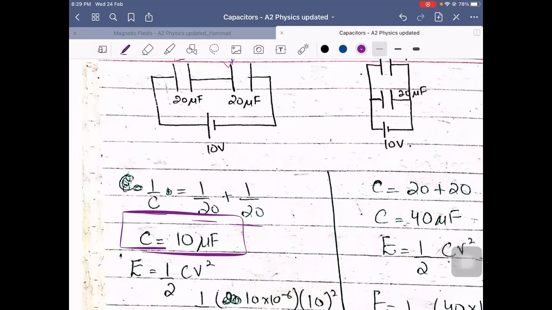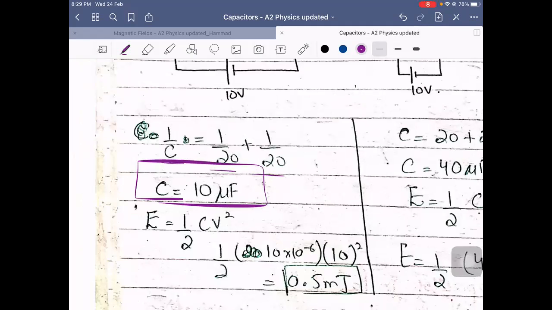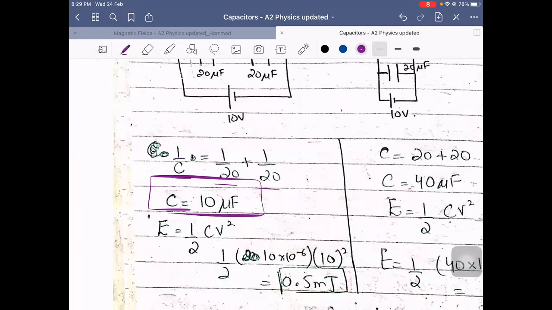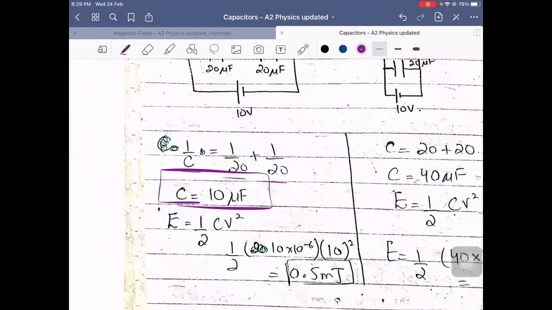E is equal to half CV squared. You have the capacitance, you convert it into farads by multiplying it by 10 to the power of minus 6. You have the voltage, right? You simply get the energy value 0.5 millijoules. If you calculate, you'll understand, right? You have the parallel circuit in front of you, right?